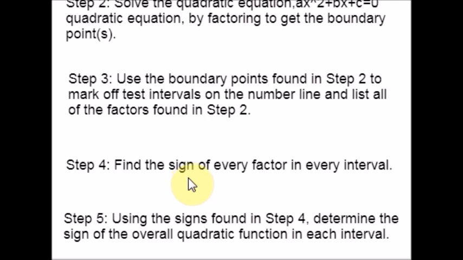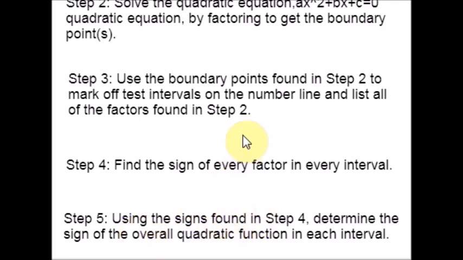But what the sign that we get matters, whether it is positive or negative. So this important step will be very easy for you. It is just like picking some number, plugging it into the equation and finding the sign. Okay. Now next step, Step 5: using the signs that we got in the previous step, we will be determining the sign of the overall quadratic function in each interval.